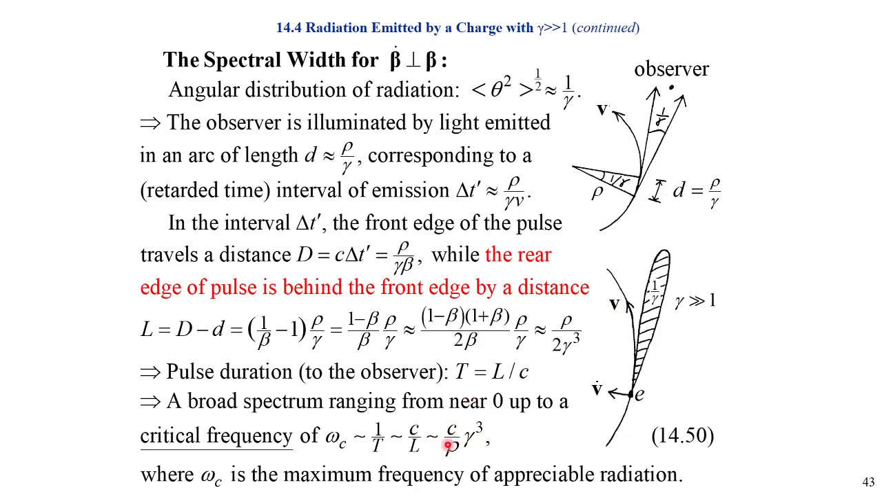It's proportional to this one. You might wonder what happened to the factor of 2, but don't worry too much. Maybe you should worry about rho over gamma cubed, but there is a factor of 2 here that is actually not very critical. I just want to let you know the frequency is actually very, very high. Omega c is the maximum frequency of the appreciable radiation. Very, very high.